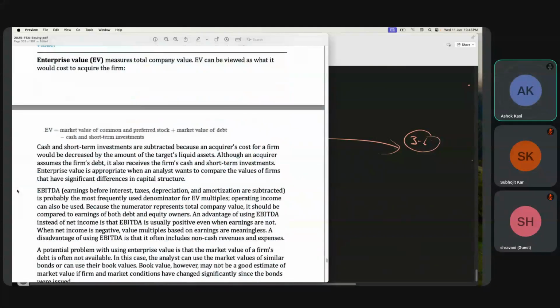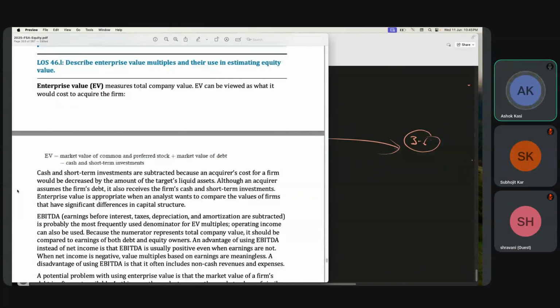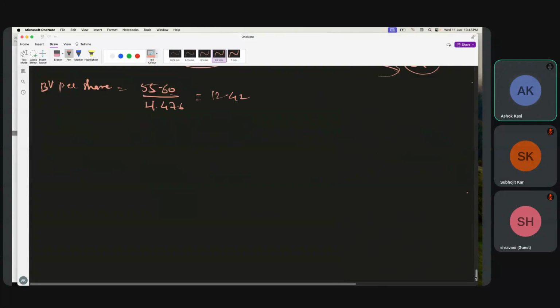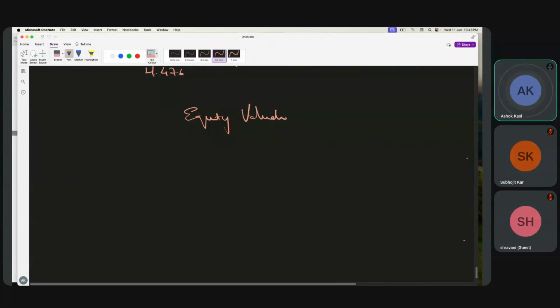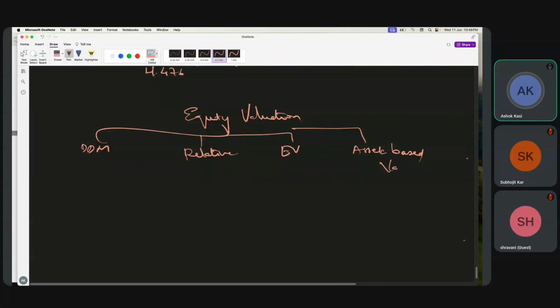The next one, EV ratio. EV, enterprise value. Now, what do you mean by enterprise value? So now we are going to the third one. I said it is the dividend discount model, relative valuation model, then enterprise value, then asset based valuation. So now we are going to the third one, enterprise value.